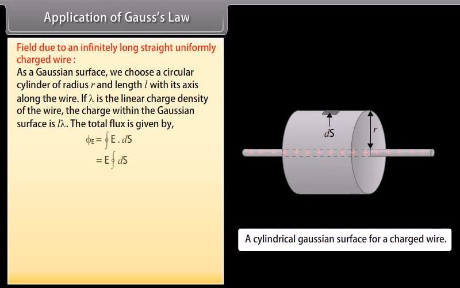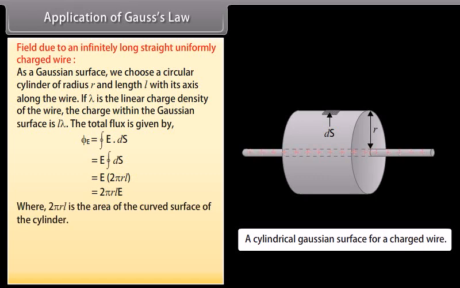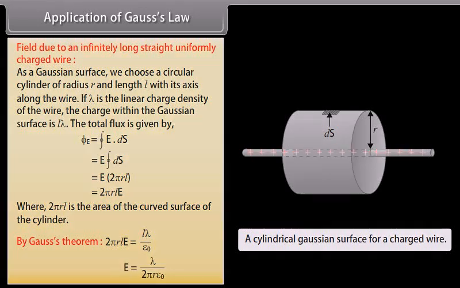We know that phi E is equal to the integration over a closed surface of E dot ds, which equals the product of E and 2 pi rL, where 2 pi rL is the area of the curved surface of the cylinder. According to Gauss's theorem, we get the electric field at any point at a radial distance r from the wire as lambda divided by 2 pi r epsilon naught.